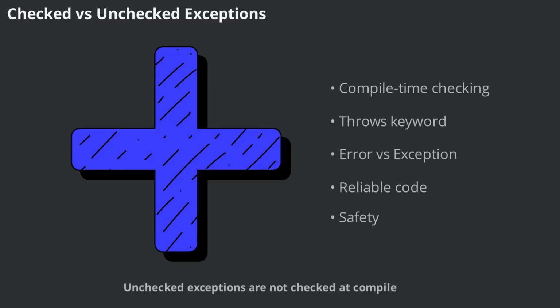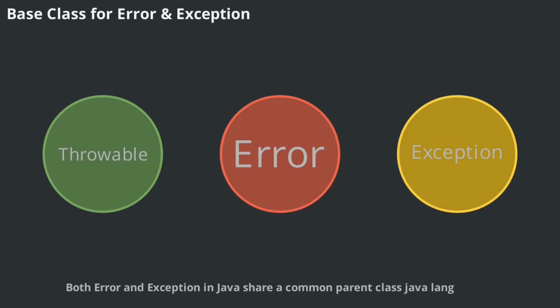Unchecked exceptions are not checked at compile time and include Error and RuntimeException classes. Understanding the difference helps you write safer and more reliable code. Both Error and Exception in Java share a common parent class, java.lang.Throwable. Errors are illegal operations causing abnormality, while exceptions are unexpected events disrupting normal program flow. Knowing the base class helps you understand the structure and handling of errors and exceptions in Java.